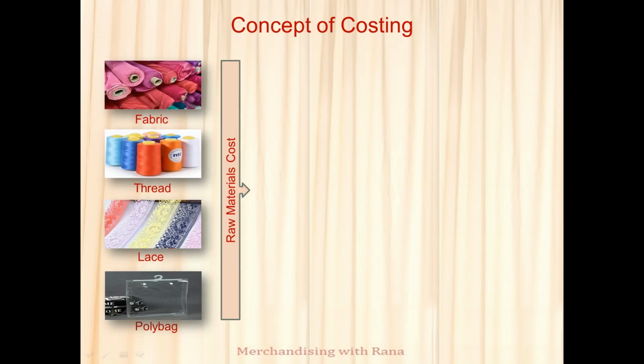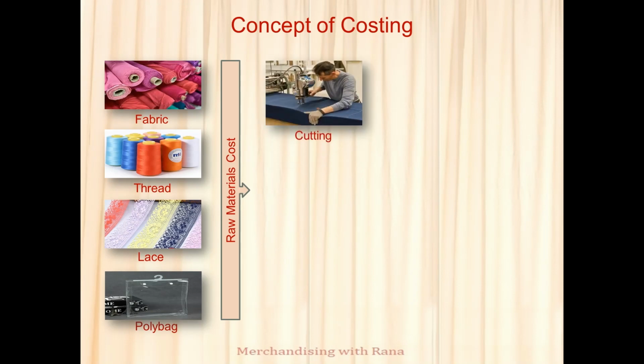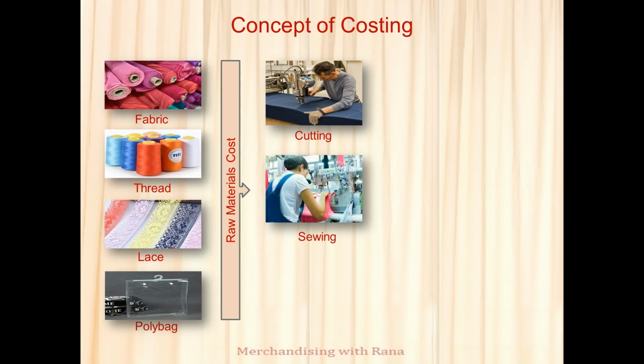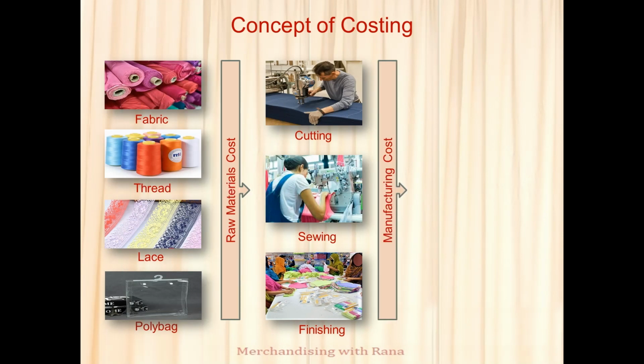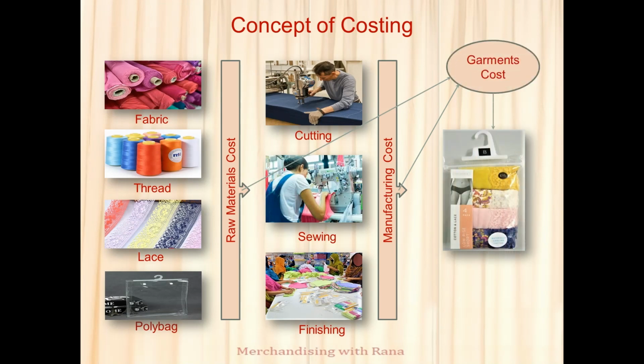And these raw materials go into some manufacturing process to be turned into final garments, like cutting, sewing, and finishing. So this manufacturing has some cost, right? So this is called manufacturing cost. Adding this raw material cost with manufacturing cost, we can get the final garment cost. So this is the final product ready to ship.